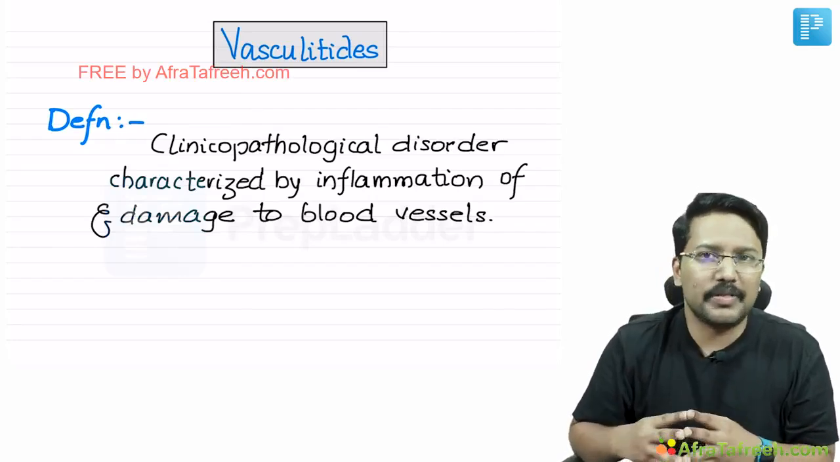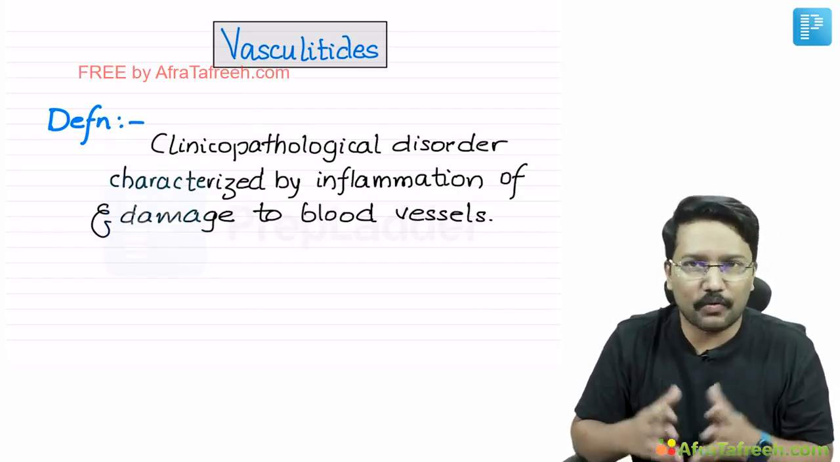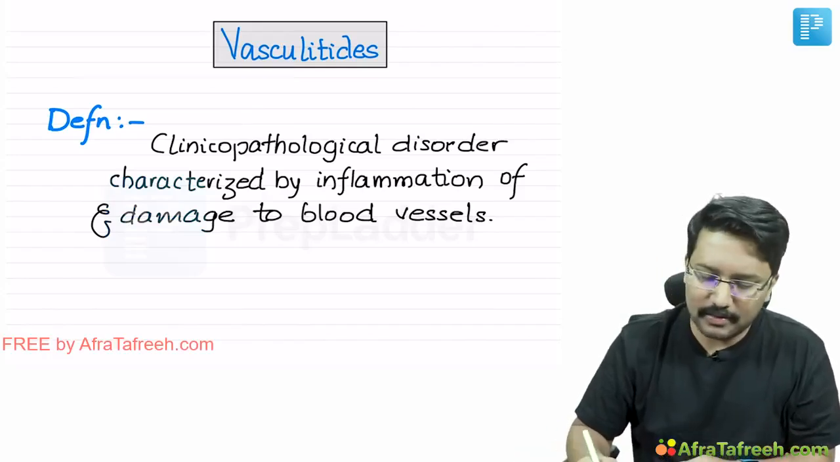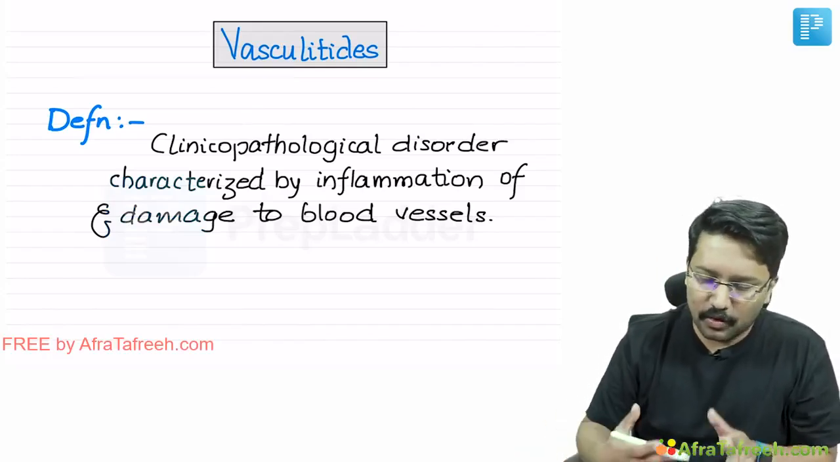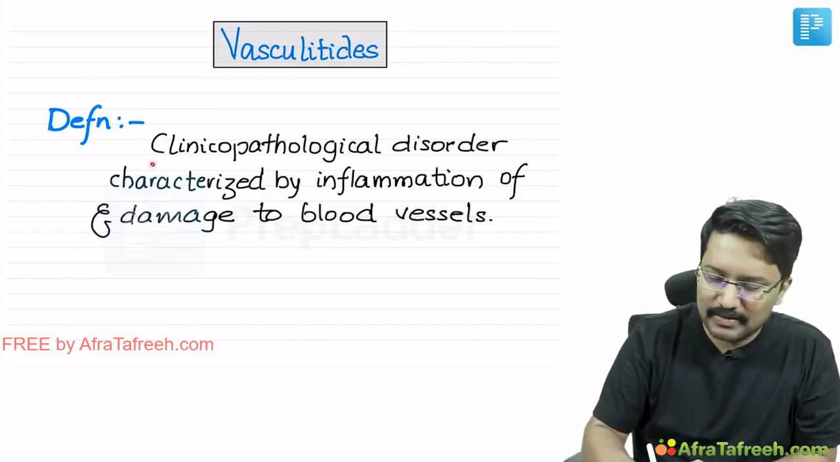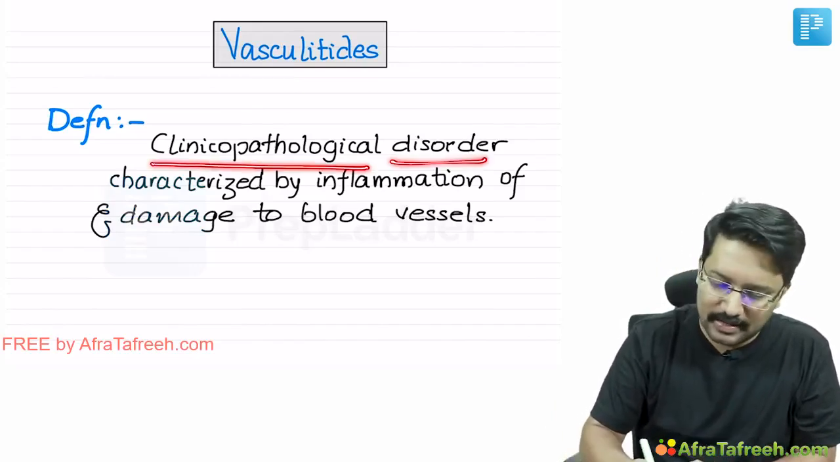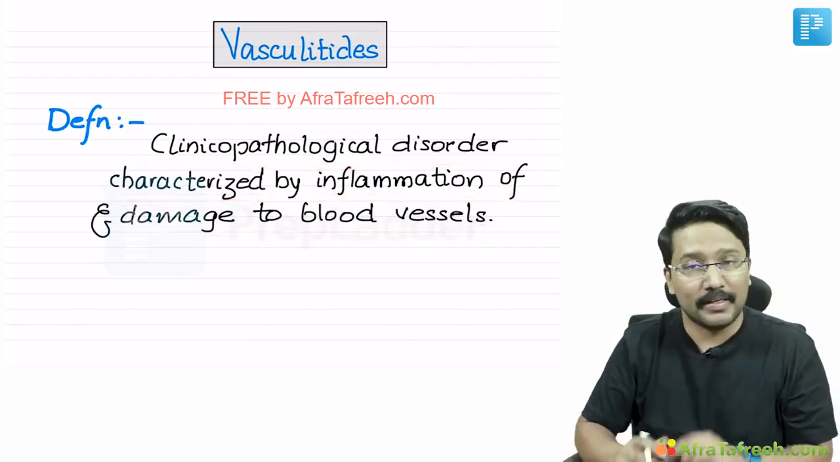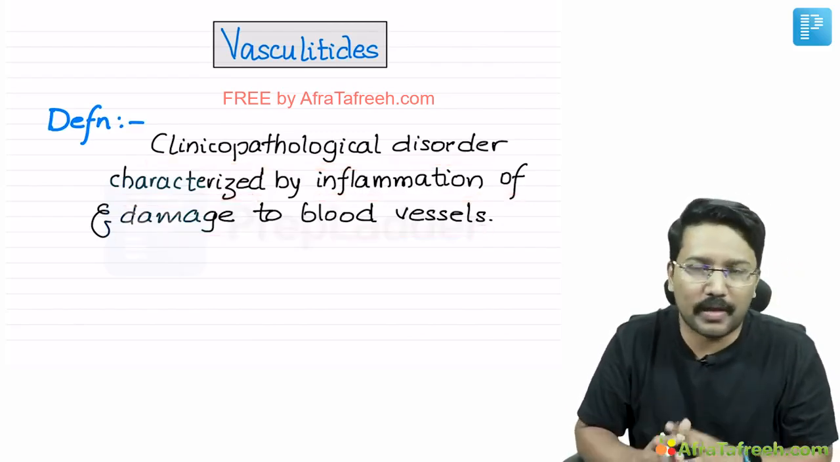In this video, we will be studying about the vasculitides, or what we call vasculitic syndromes. Let us begin by understanding the definition. The vasculitides or the vasculitic syndromes can be defined as clinico-pathological disorders characterized by inflammation of and damage to blood vessels. This is the simplest definition I could pick up from Harrison.